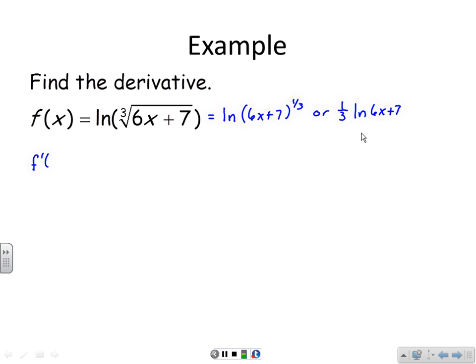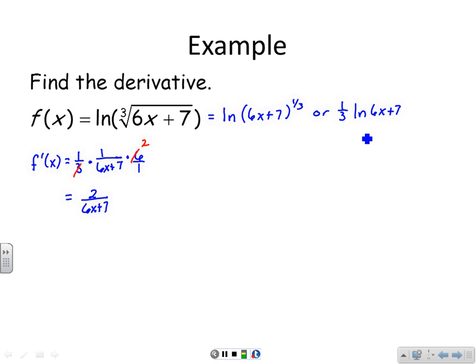Now we know with a constant we can move that constant out front, or we can just ignore that constant and say 1/3 times the derivative of the natural log of 6x plus 7, which is going to be 1 over 6x plus 7 times the derivative of 6x plus 7, which is just going to be 6. And then from here it's just basic algebra dealing with our fractions. We know that the 3 will cancel out with the 6 and go 2 times. And so when we multiply all this together, we'll get 2 over 6x plus 7.